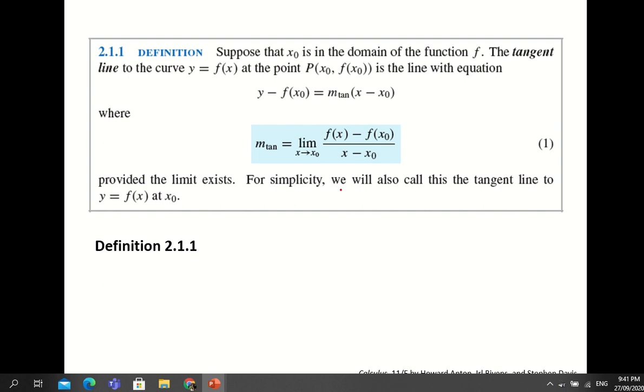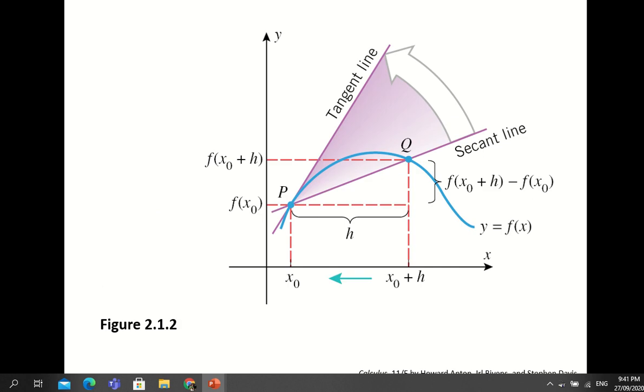So for simplicity, we'll also call this the tangent line to the function y equals f of x at x equals x sub 0. All right, so that's our definition 2.1.1. This is taken from our reference, chapter 2, where 2 stands for chapter 2, and point 1, item number 1.